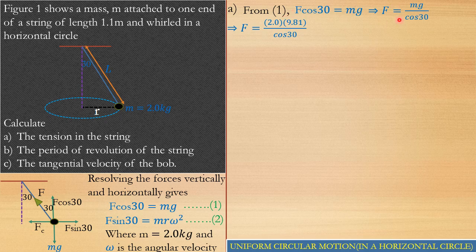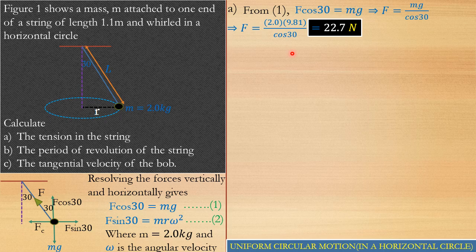Our M is simply 2.0 kilograms. Our G is 9.81 meters per second squared. Then we have cos 30. So friends, if we simplify this, we put the answer and respect the decimal places, because the question gave the length as 1.1 and the mass as 2.0. If they could just say M is 2 kilograms and end there, okay, but here they've said 2.0. So we have to give our answers to 1 decimal place. So in this case, we are going to have our F to be 22.7 newtons, to 1 decimal place. All right, that's how we can answer the first part, guys.